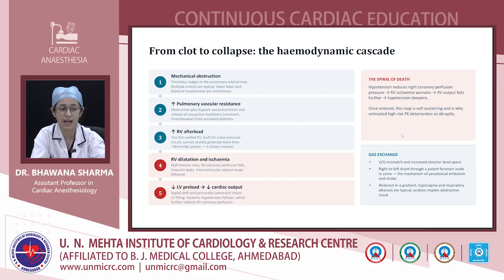This is manifested as hypotension, and this hypotension eventually leads to reduction in coronary perfusion pressure, decrease in coronary perfusion, more ischemia of the right ventricle, RV output falls, and then the hypotension deepens, and this is a spiral which is self-propagating. So we need to break this spiral, and if it is not broken, then a patient with massive pulmonary embolism can deteriorate very quickly. Also, regarding the respiratory consequence of gas exchange, there is ventilation perfusion mismatch, increased alveolar dead space, and right to left shunt, which leads to hypocapnia and alkalosis, like I have told previously.